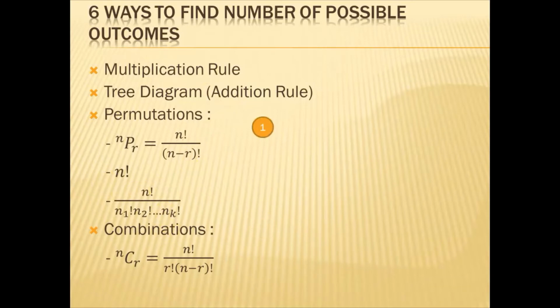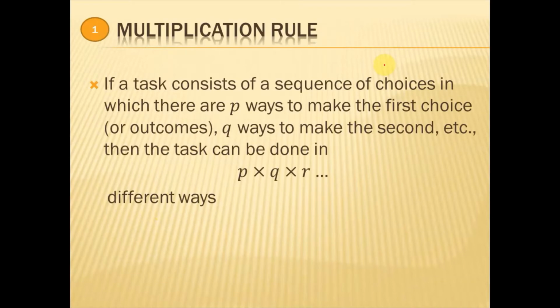Okay, so first I'm going to go to the multiplication rule, and then I'll go to the addition rule, and then n factorial, and then nPr, and then the combination formula. Lastly, I'll go to this one. Okay, they're easier to explain that way. So let's first go to the multiplication rule.